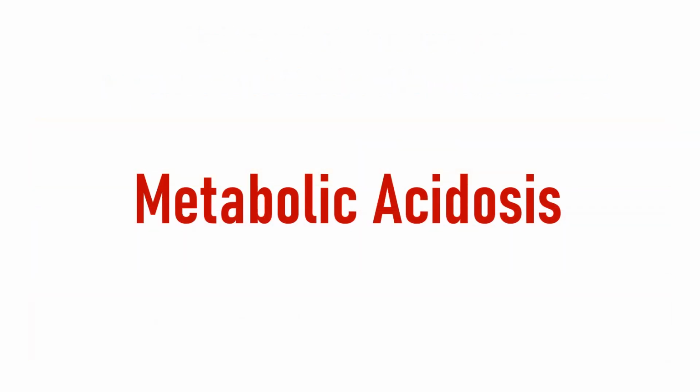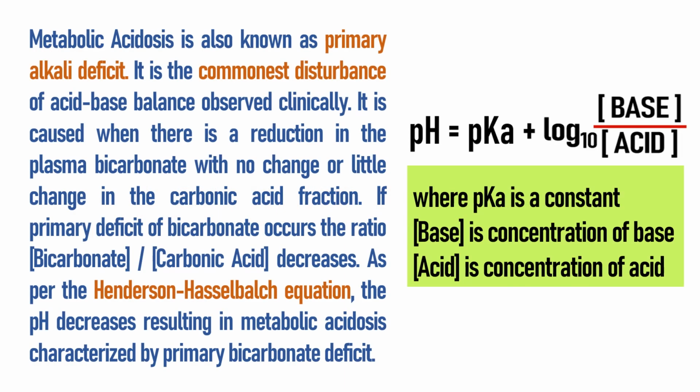What is metabolic acidosis, and what happens in metabolic acidosis? Metabolic acidosis is also known as primary alkali deficit. It is the commonest disturbance of acid-base balance observed clinically. It is caused when there is a reduction in the plasma bicarbonate concentration, with no change or little change in the carbonic acid fraction. If primary deficit of bicarbonate occurs, the ratio bicarbonate divided by carbonic acid decreases. As per the Henderson-Hasselbalch equation, the pH then decreases, resulting in metabolic acidosis characterized by primary bicarbonate deficit.